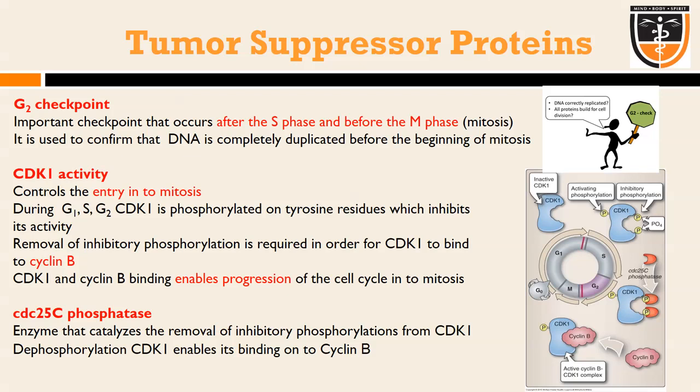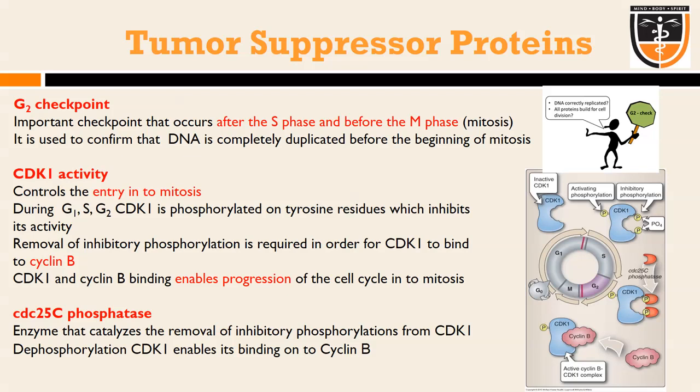Let's talk about the G2 checkpoint. It's an important checkpoint that occurs after the S phase and before the M phase. So G2, remember, S phase done, then G2, then M phase. We mentioned this already. And it is used to confirm that DNA is completely duplicated before the beginning of mitosis. You know, DNA is duplicated, and at the G2 checkpoint, they go with a flashlight, say, okay, yeah, all the DNA is duplicated. Move on.